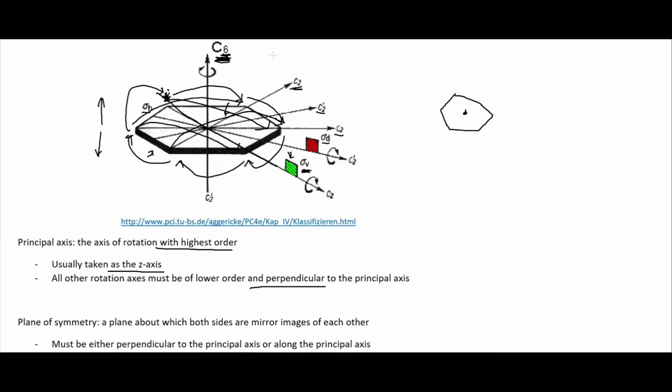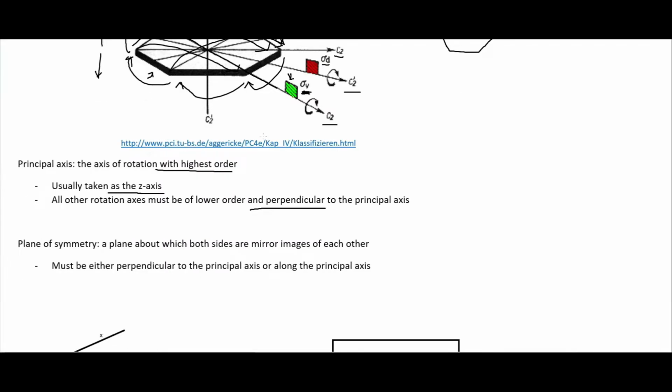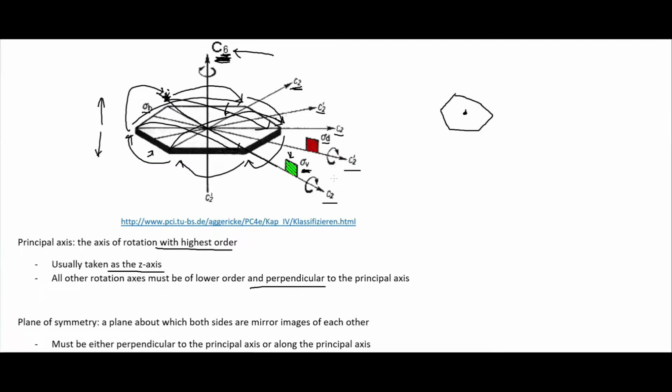So you see this principal axis here is sticking up and down, where each of these lower order ones are perpendicular to it. They're normal to it or orthogonal to it, however you want to put it. Those have to be perpendicular and they will be lower order. And then we'll see here, until we get to the tetrahedral and octahedral groups, they are restricted to being a C2 axis. You don't get any higher than that in the rotational groups, and then the D rotational groups.